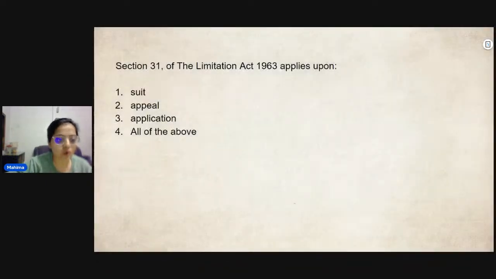It applies to all the three petitions, which are suits, appeals, and applications. And section 31 is basically a section to bar the barred suits. And yes, hi Kumujja, to barred suits and pending suits. This is the provision relating to barred suits and the pending suits, which applies to all the suits, applications, and appeals. Okay.